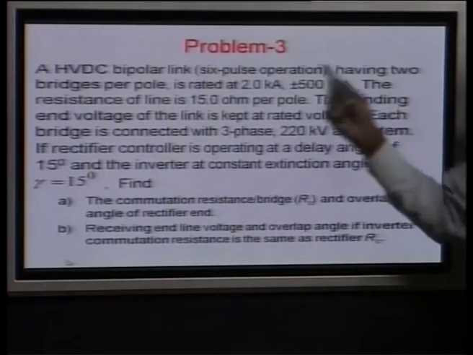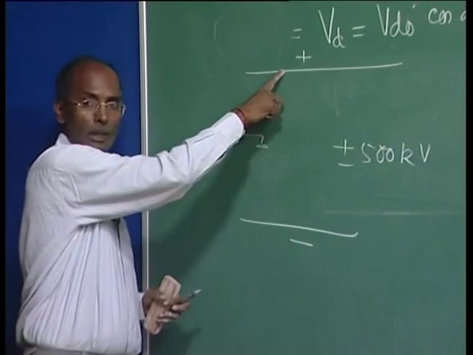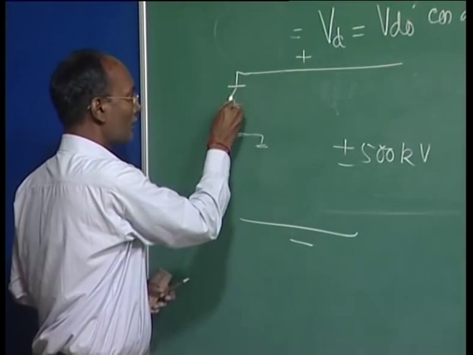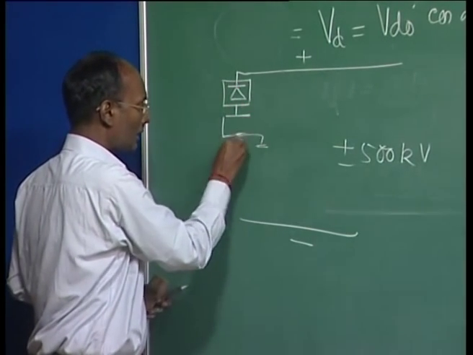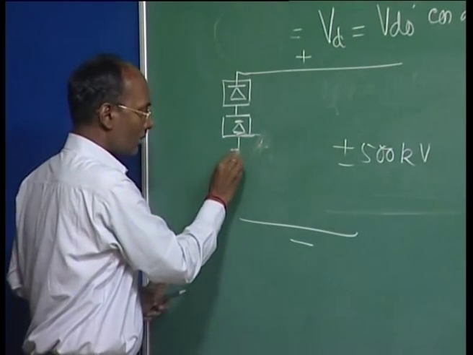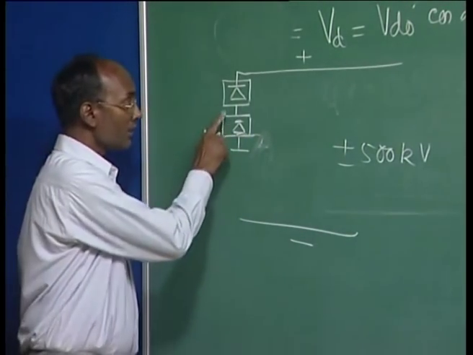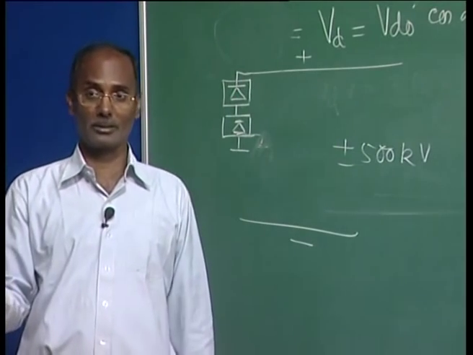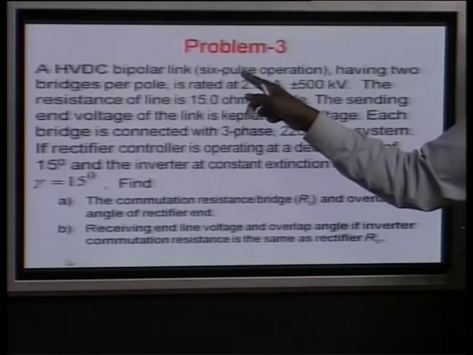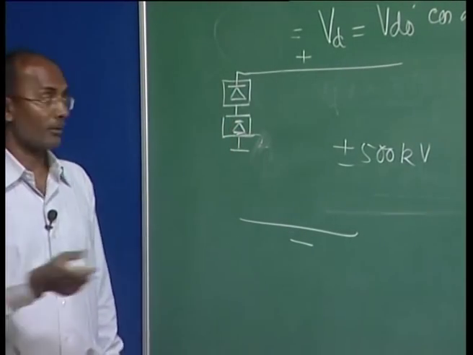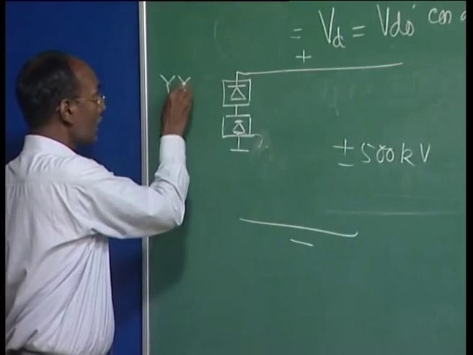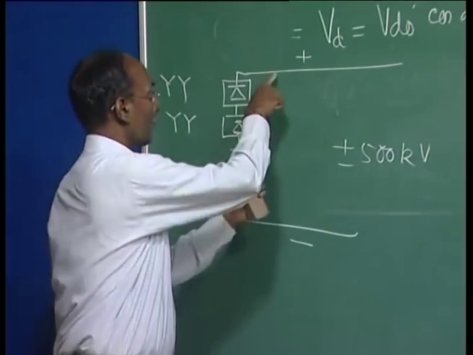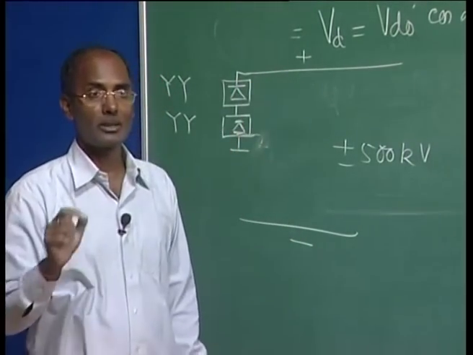A bipolar link, 6 pulse operation having 2 bridges per pole, means this is a 2 pole link, and in one pole we have 2 bridges and that is 6 pulse. So here we have one bridge and here another bridge. Mind it, it is not said whether they are connected star delta or something with a phase shift, then it would not be 6 pulse, it would be 12 pulse. But it is 6 pulse operation, means both are in the same configuration, whether connected star star, then both give the combined effect of voltage, which is directly added, and the pulse is again 6.